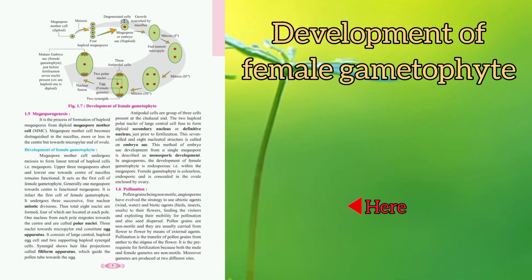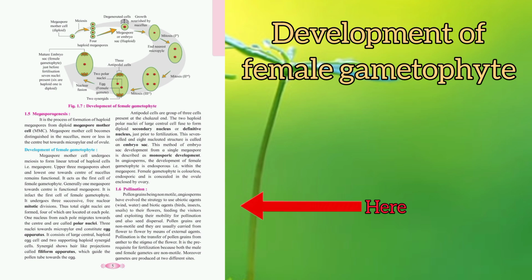It consists of large central, haploid egg cell and 2 supporting haploid synergid cells. Synergid shows hair-like projections called filiform apparatus, which guide the pollen tube towards the egg. Antipodal cells are group of 3 cells present at the chalazal end.